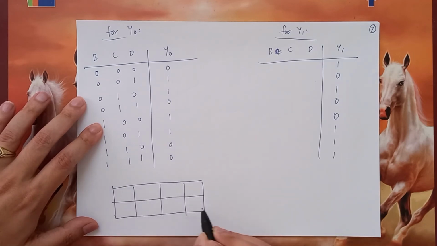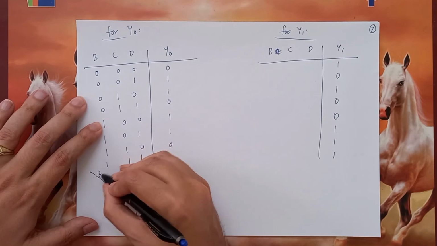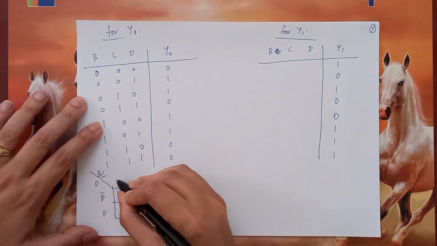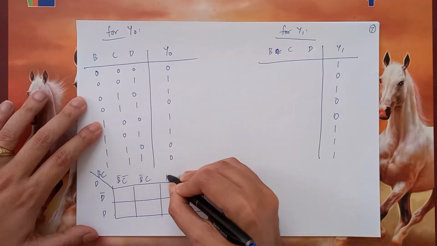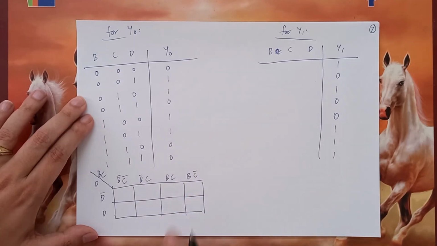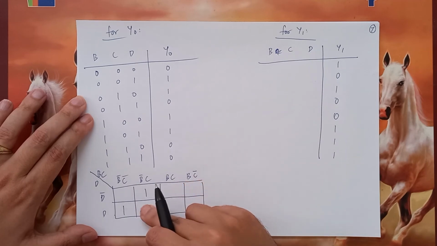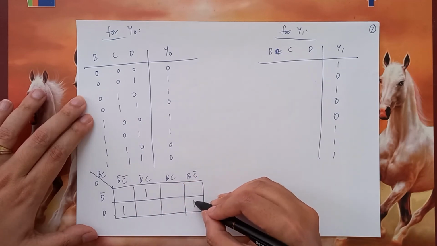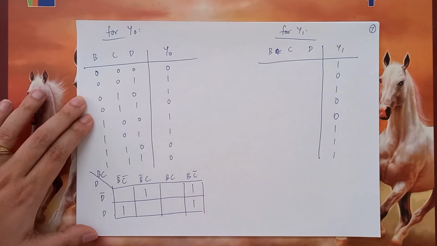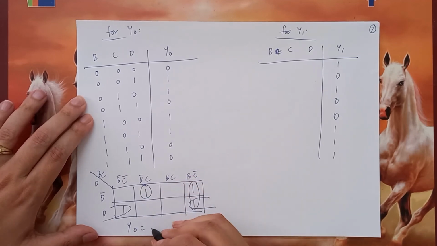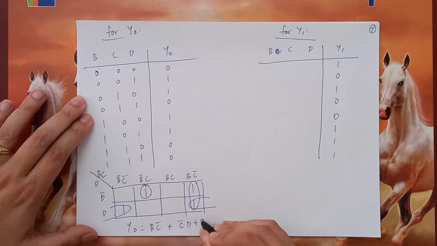So you can actually construct two K-maps for each of the output variables. This is D bar and D, B bar C bar, B bar C, B C and B C bar. So the minterms will be 0, 1, 1, 0, 0, 1, sorry, this is 1, 1 and 0, 0. That's it. So I can make a group over here. This is group number 1. I can make one more group this way, and this will be left behind. So Y0 will be B C bar plus C bar D plus B bar C D bar.